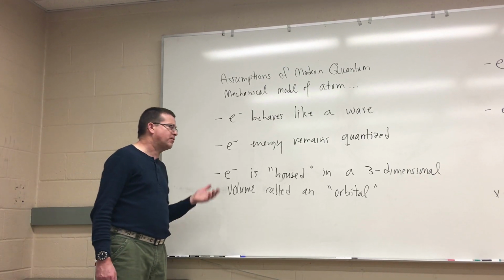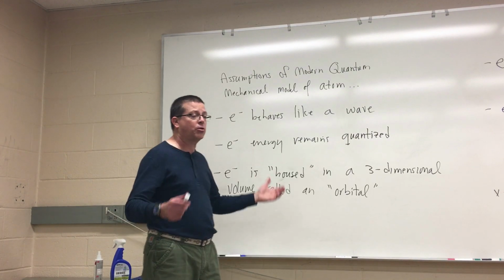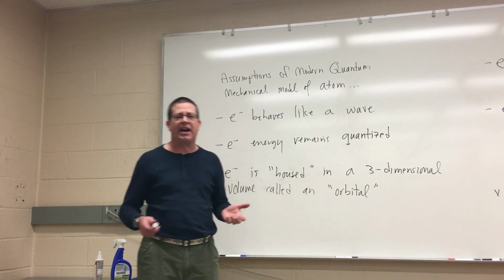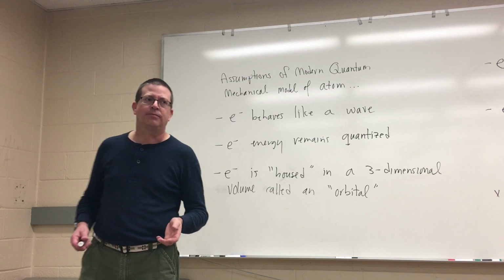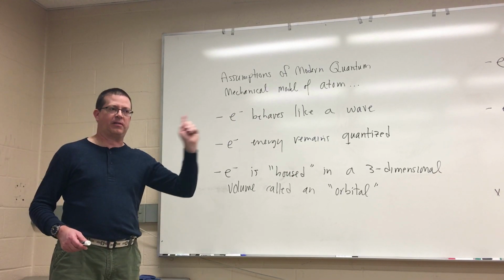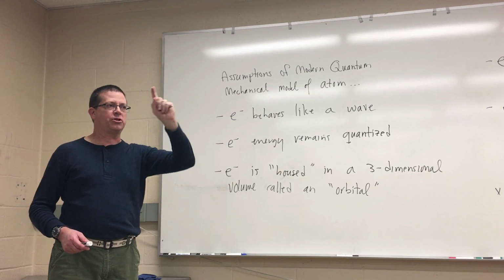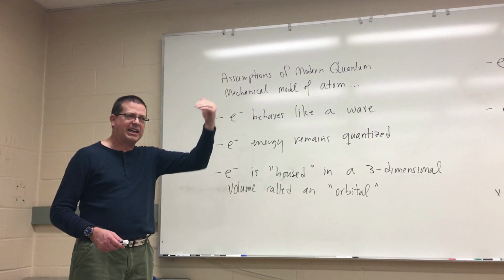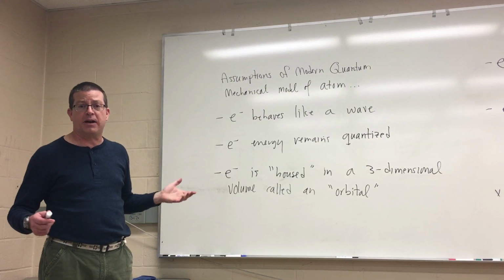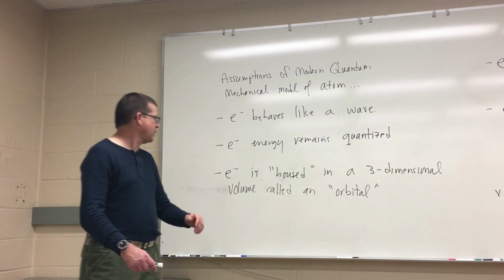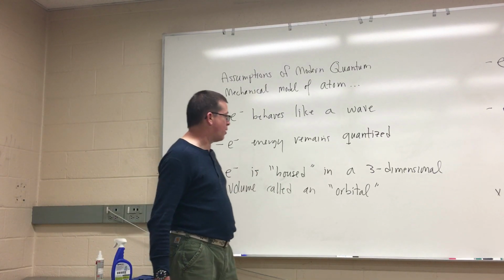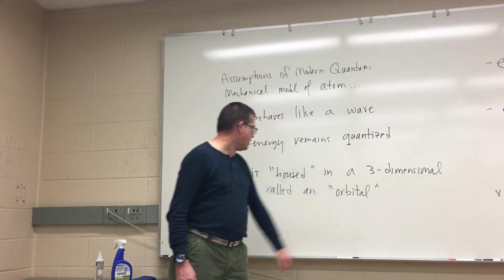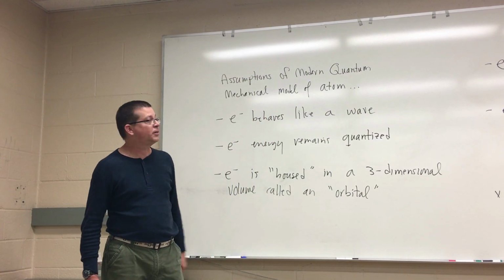So we can think of an orbital as a three-dimensional region in space that's kind of like a Bohr orbit. Rather than thinking about the electron just being in a simple two-dimensional plane, I can think about the electron as actually taking up space within some three-dimensional volume. In honor of Bohr and his orbits, we're going to call that three-dimensional volume an orbital.